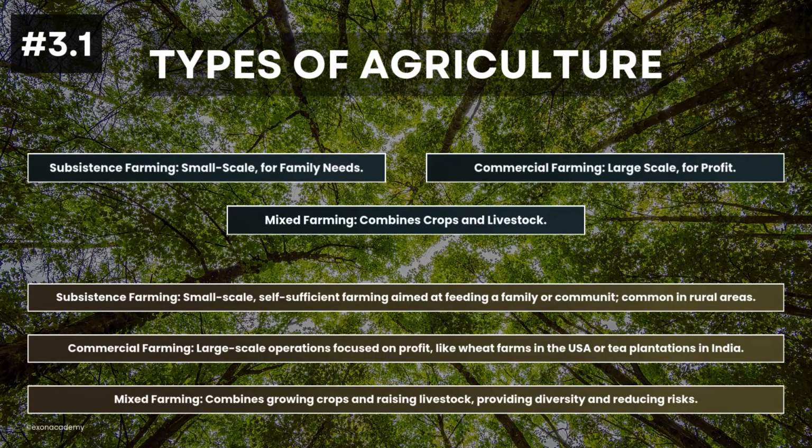Then comes commercial farming, large scale operations focused on profit, like wheat farms in the USA or tea plantations in India. Then comes mixed farming, where growing crops and raising livestock is combined, providing diversity and reducing risks. For example, a farmer in Europe might grow grains while raising cattle, ensuring income even if one sector underperforms.